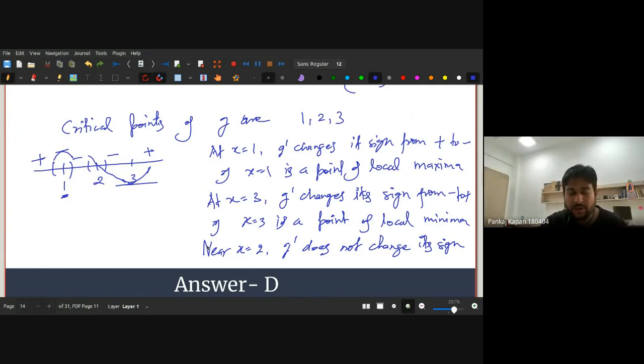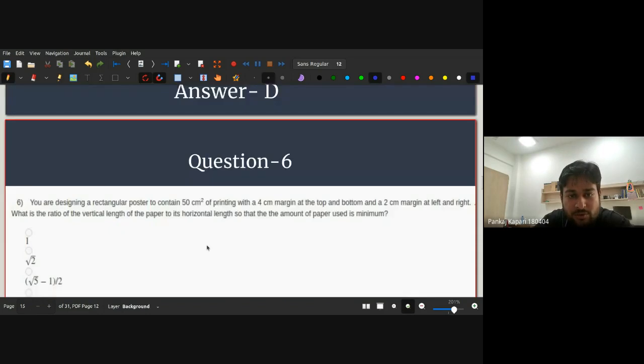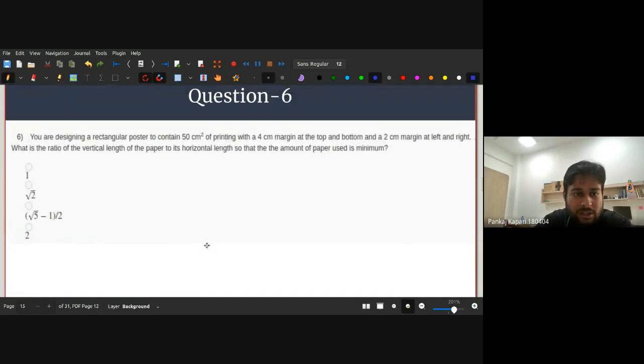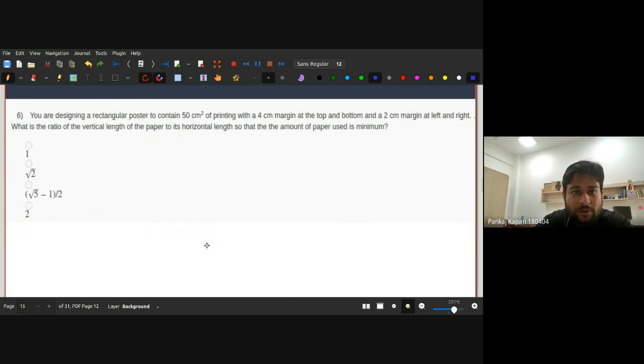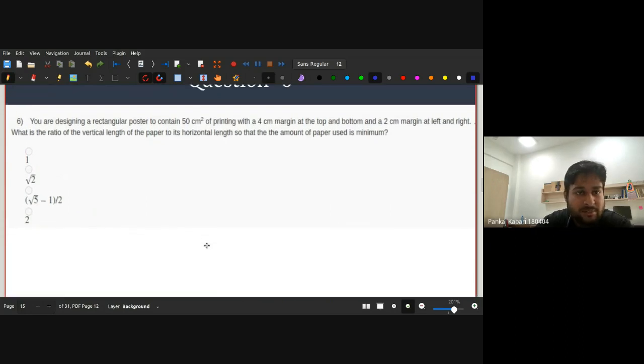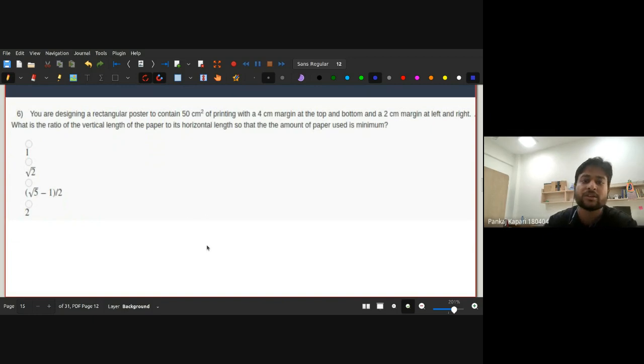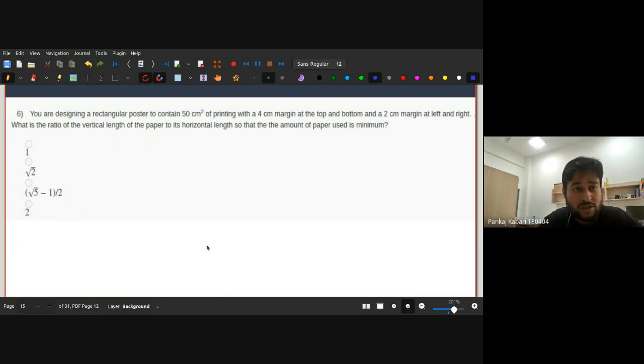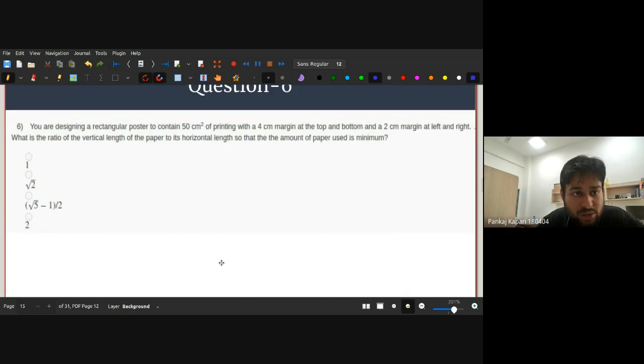Okay, so if there are no questions, let's move to the next problem. This is a descriptive type of problem where you have to minimize or maximize some area or volume. Again, the derivative will help us to minimize or maximize the use of material if you are making some box or some poster. Here we are making a rectangular poster.